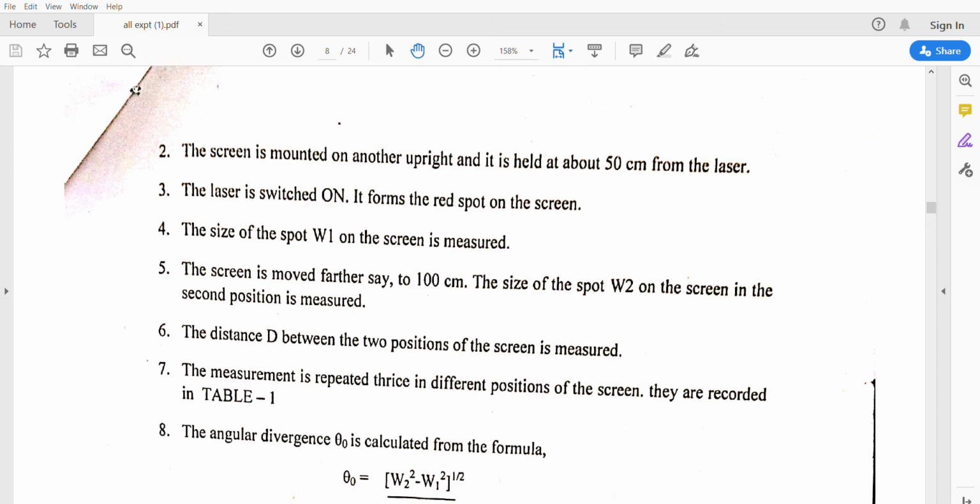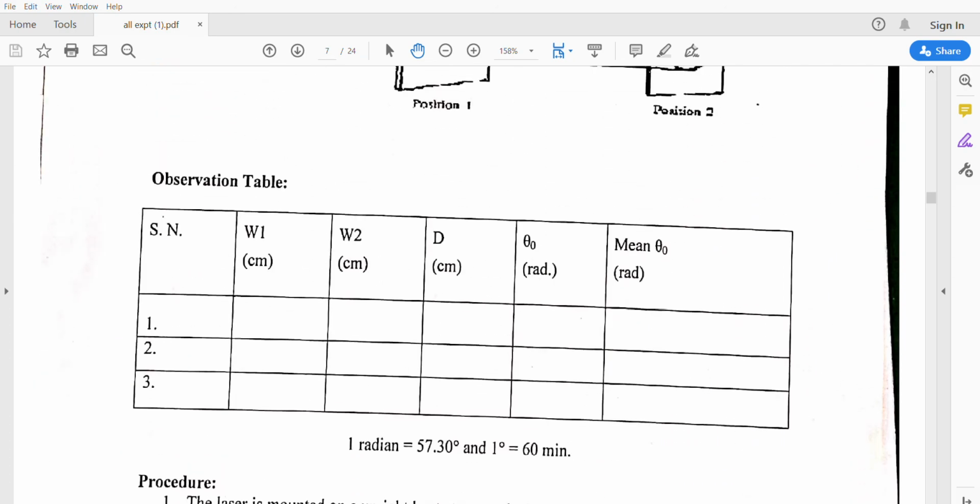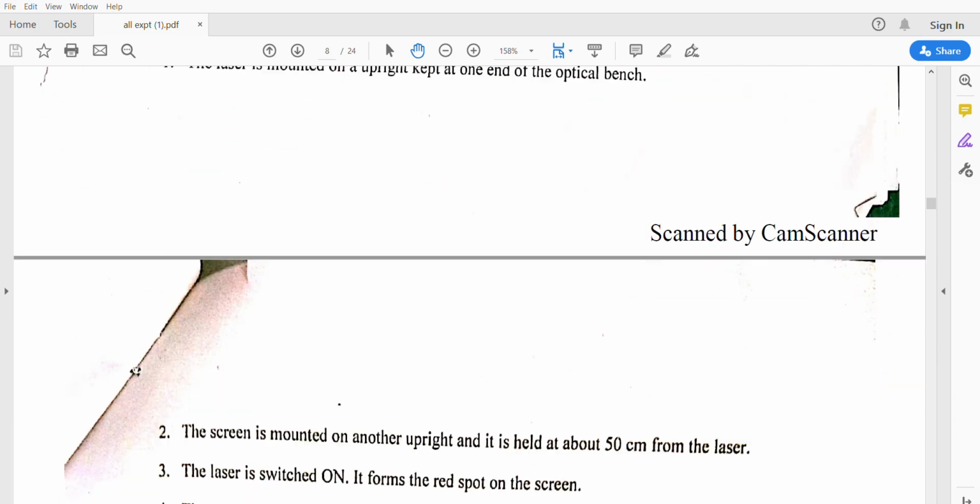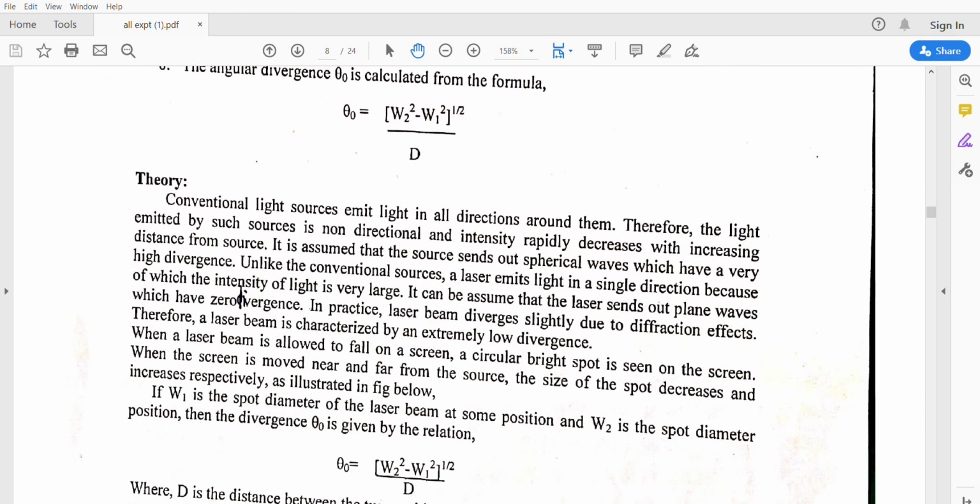In these three cases we need to understand the width of the laser at different positions. Every time we need to mark the laser spot outline using a pencil on the graph sheet. Every time we have to identify the laser positions in the three cases. In the first case we will identify W1 and W2. In the second case also we will identify W1 and W2. In the third case also we will identify W1 and W2. The measurement is repeated three times at different positions of the screen. They are recorded in tabular column 1. So this is tabular column 1. Now we need to find the W1, W2 and d values, and substitute them in the tabular column. This is about the procedure.